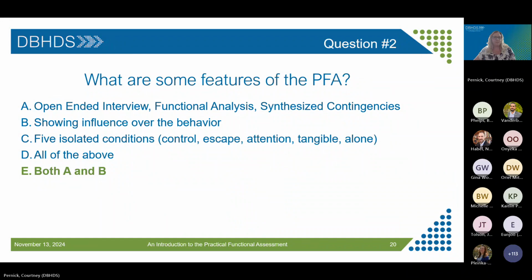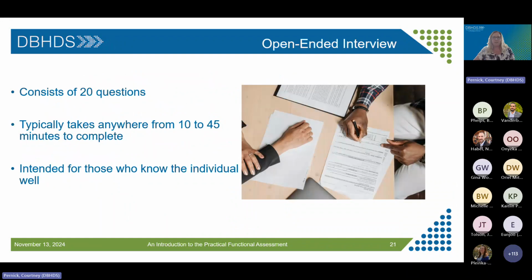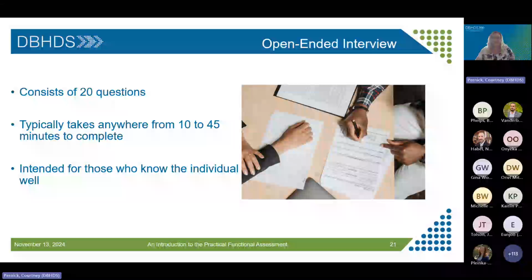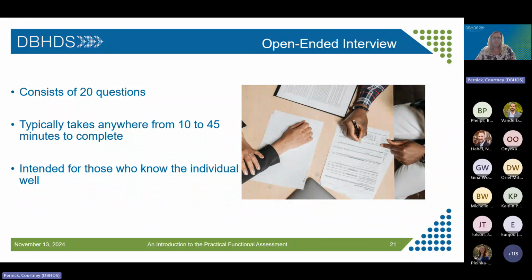Okay, so let's dive in to the PFA process. The first step of the PFA is to conduct the open-ended interview. There are 20 questions that can take anywhere from 10 to 45 minutes to complete. This usually depends on the person or the people you're interviewing. As stated earlier, you want to do this with those who know the individual well.